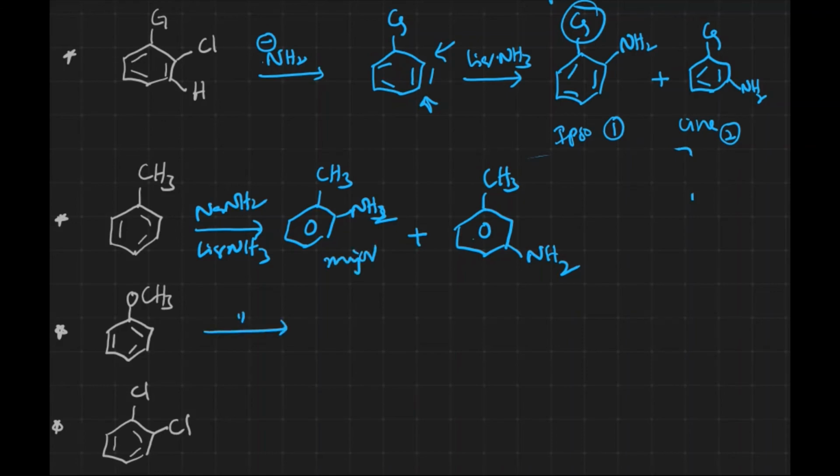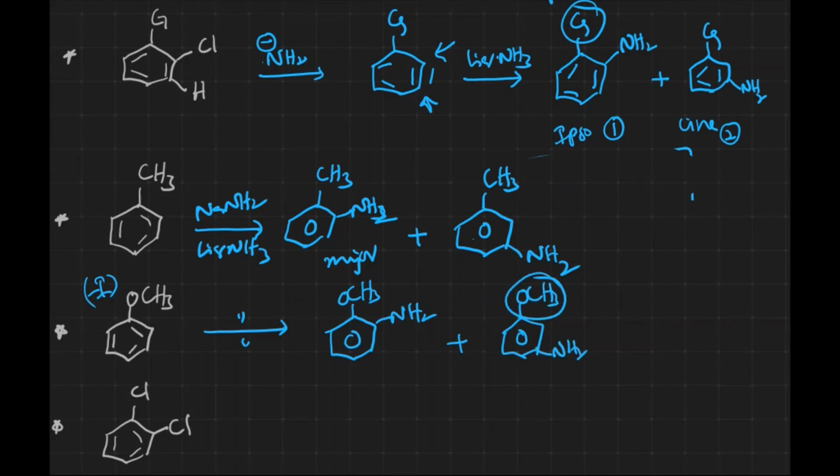Now, is this an electron releasing group? Yes, electron releasing group, absolutely, but not with respect to inductive effect. With respect to inductive effect, it is a minus I group, meaning electron withdrawing group, right? If it is an electron withdrawing group, what is going to be the major one here? OCH3 and NH2, plus OCH3 and NH2. Since it's an electron withdrawing group, this one is going to be the major one.